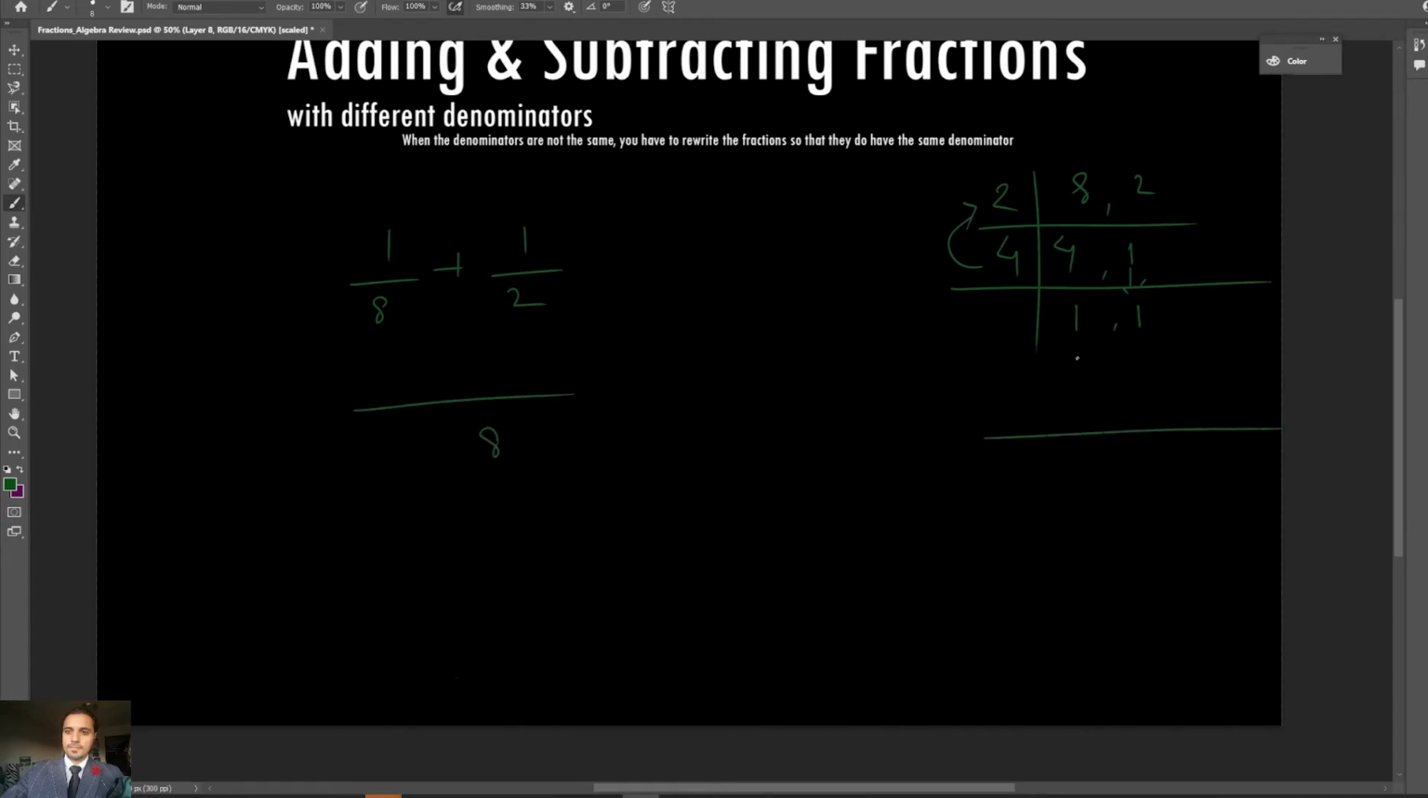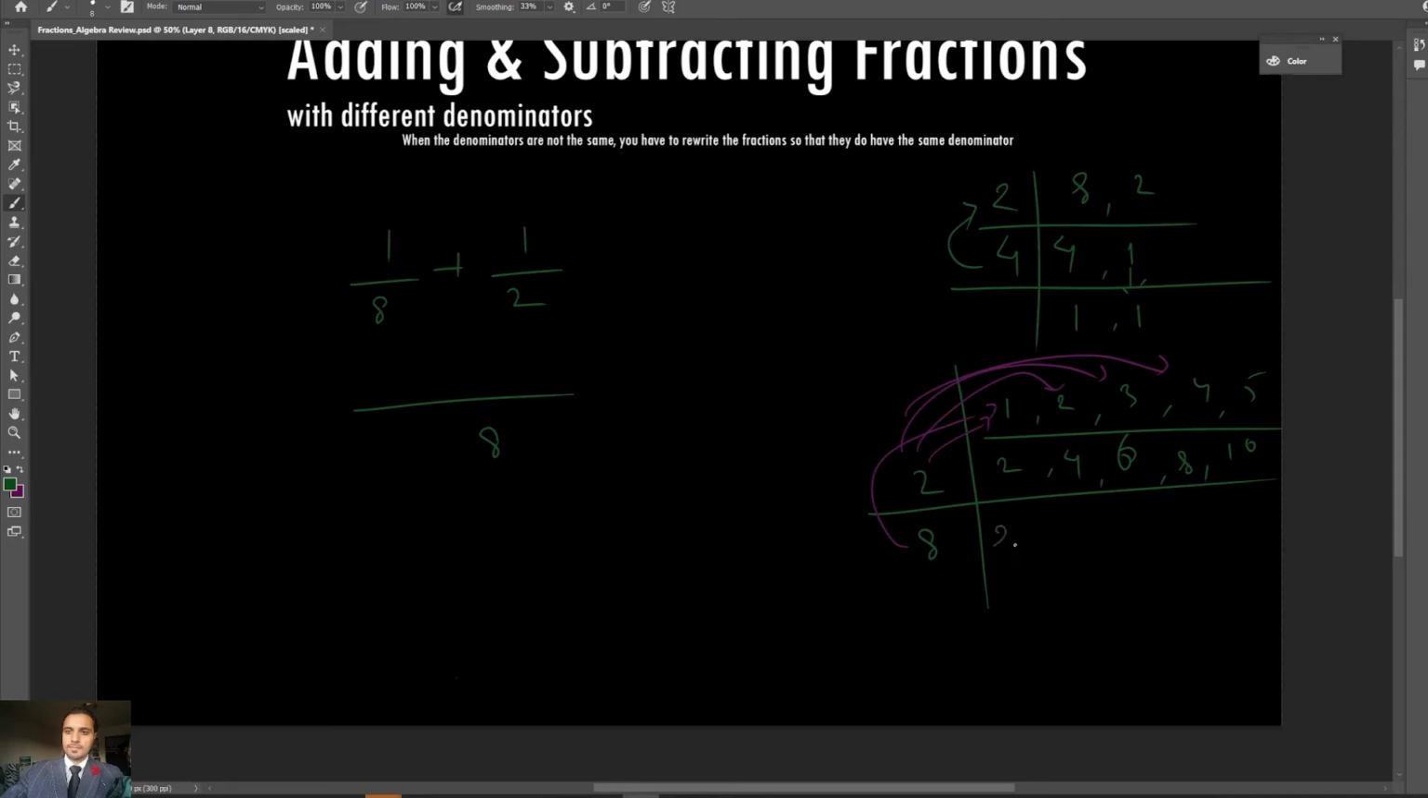Because if you write out the multiples of 2: 2 times 1 is 2, 2 times 2 is 4, 2 times 3 is 6, 2 times 4 is 8, and 2 times 5 is 10. Whereas when we look at 8, 8 times 1 is 8, 8 times 2 is 16, 8 times 3 is 24, 8 times 4 is 32, and 8 times 5 is 40. Now, the common multiple is 8 here and 8 here, and that's also the least common multiple.